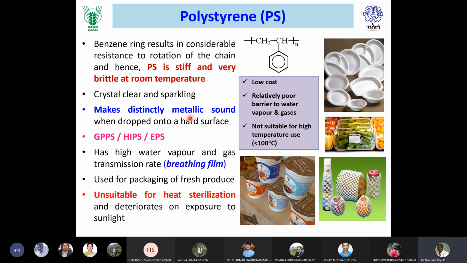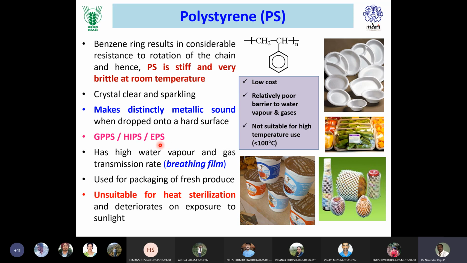This is one important identification criterion of polystyrene, but caution should be there because an oriented plastic will also behave in the same manner. So when you find that a plastic is making noise, it could be polystyrene or an oriented film. Unless you test it properly, you cannot have a clear idea, but at least an intelligent guess can be made as to which particular material it could be.